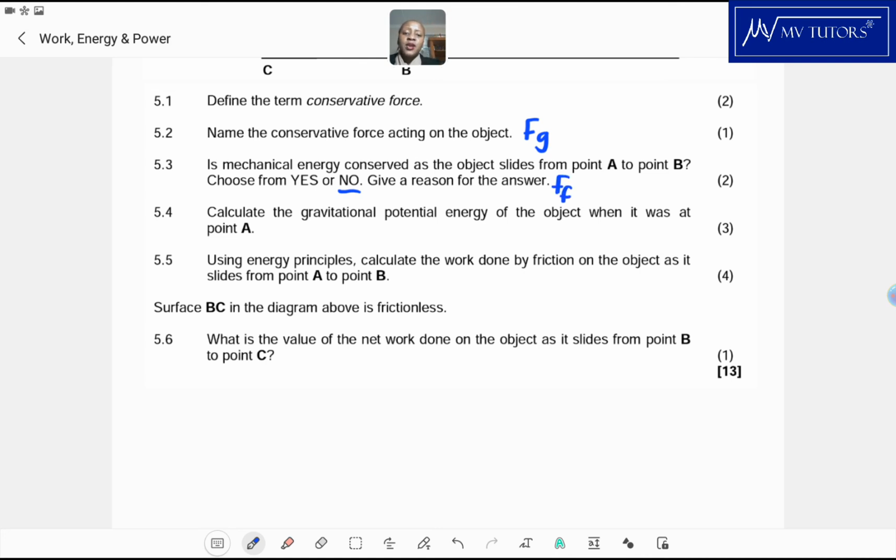So it's not that the kinetic energy before is equal to the kinetic energy after, or the potential energy before is equal to the potential energy after. Because of the friction force, you will lose some of that energy to the force of friction, and your object will slow down because of it. So that is why. If it were just a smooth surface, then in that case mechanical energy would be conserved.